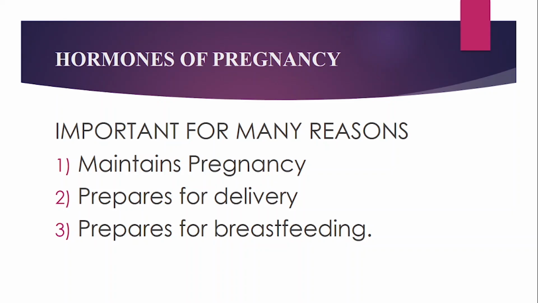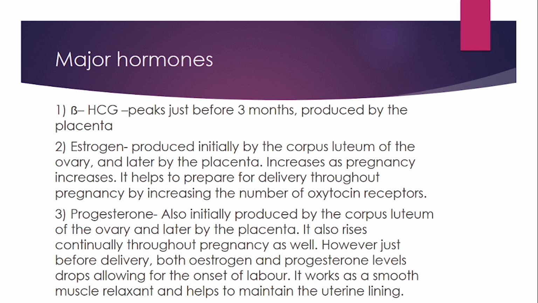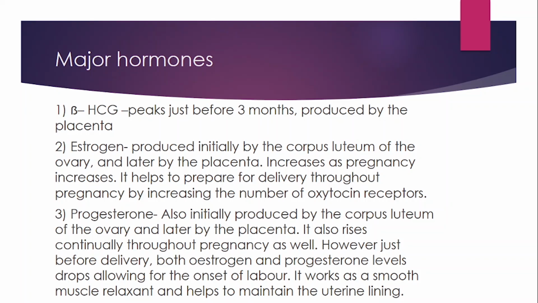We cannot be talking about pregnancy without discussing the hormones of pregnancy. And this is very important for several reasons. Number one is that the hormones help in maintaining pregnancy. The hormones also prepare the pregnant woman and the birth canal for delivery, and also help in preparing for breastfeeding. In pregnancy, there are three major hormones. The first one is the beta-HCG, the second one is the estrogen, and the third one is the progesterone.